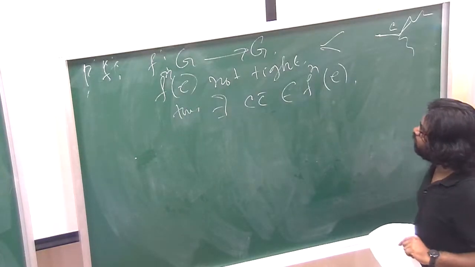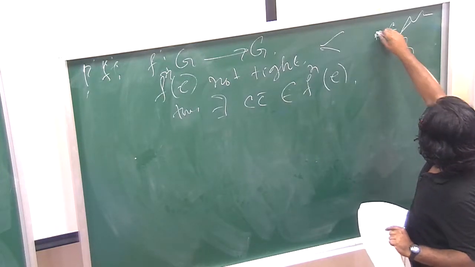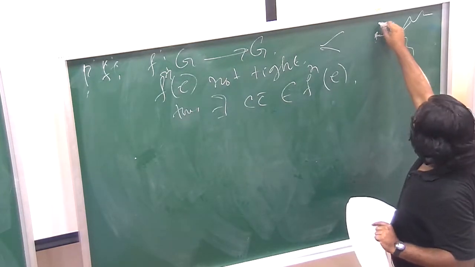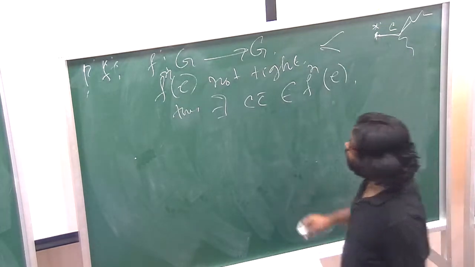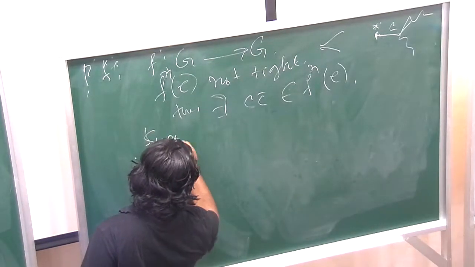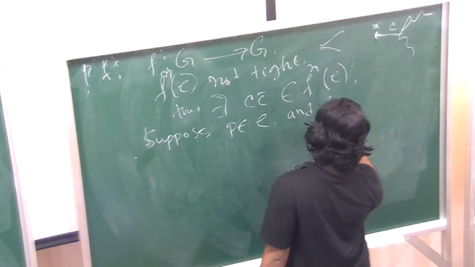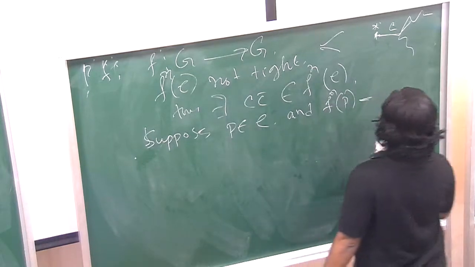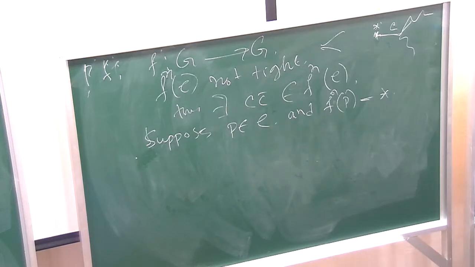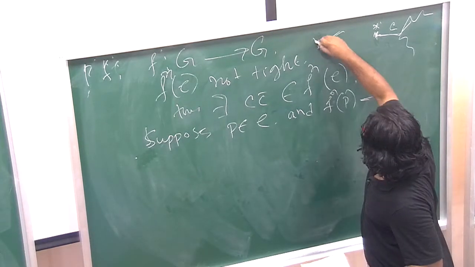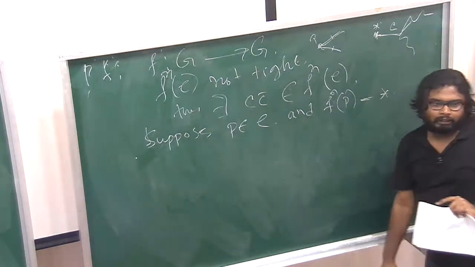So now what I am going to do is consider the pre-image of that point, call it star, and consider the pre-image of that point inside my E. So suppose P belongs to E and F^n of P is going to this point star. Okay, what I want to do? So this is my P. I want to introduce two vertices here and collapse them, right?